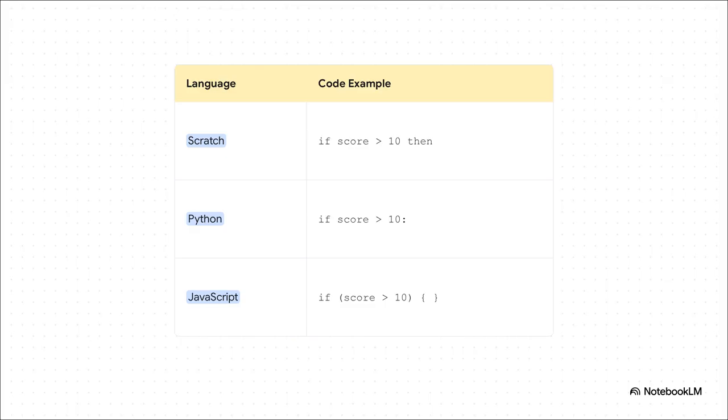And you guessed it, we see that same incredible consistency. Block or text, the logic is identical. If the number in our score box is bigger than 10, then do something. Maybe pop up a you win message. This is the heart of all decision-making in code.